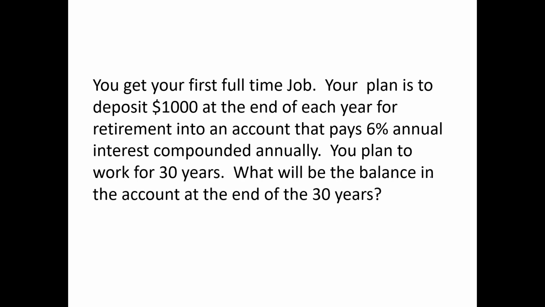You get your first full-time job. Your plan is to deposit $1,000 at the end of each year for retirement into an account that pays 6% annual interest, compounded annually. So your plan is to work for 30 years. What will be the balance in the account at the end of 30 years? So what's going on different here is that your plan is to deposit $1,000 at the end of each year for retirement into an account that pays 6% annual interest compounded annually.